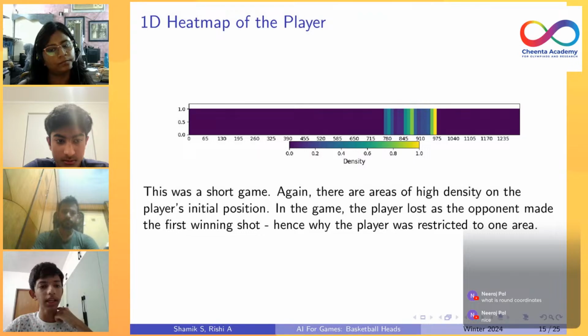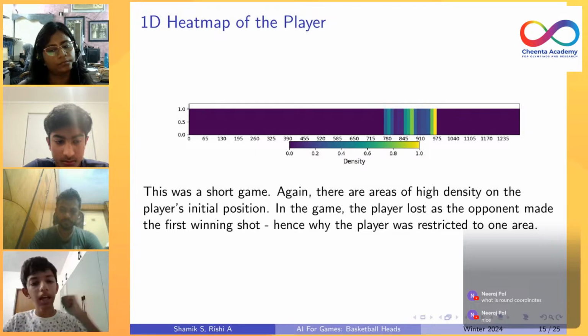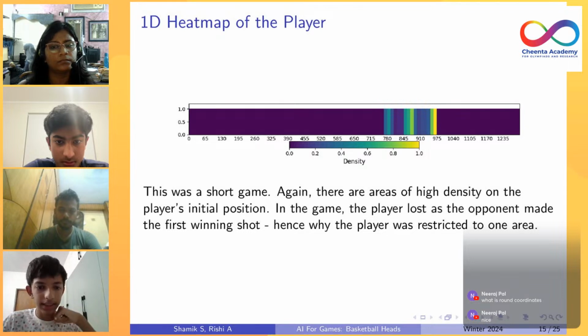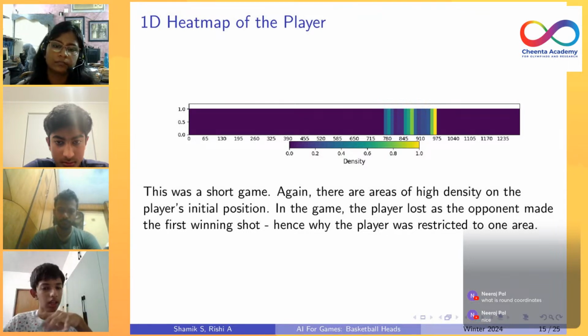So this is the 1D heat map of the player for the same game. Again, the areas of high density. The heat map is flipped here. In the game, the player lost as the opponent made the first winning shot. You can see the yellow line around 975 and three key areas of high density and low density in the middle, which is similar to the 1D heat map of the ball.